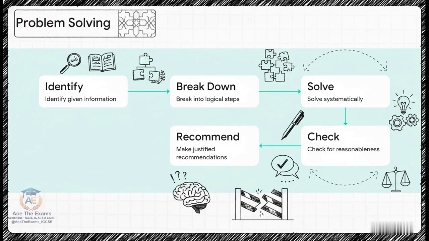First, identify the given information. We state the author's primary claim clearly. Next, break it into logical steps using a framework like PEL, point, evidence, explanation, link. We make our point. We provide the evidence from the Arabic text. We explain how that evidence functions mechanically. Now, to solve systematically and check reasonableness, we introduce our evaluation. We say, however, the effectiveness of this rhetorical device is limited because, or an alternative reading of this phrase suggests.